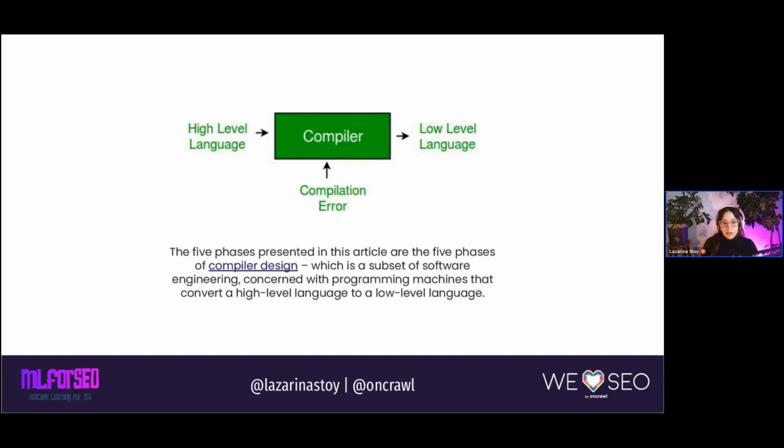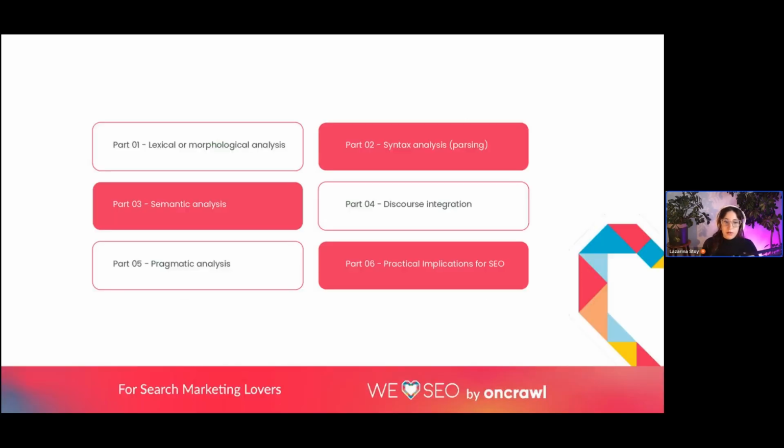So these 5 phases are actually phases of compiler design, which is a subset of software engineering, where essentially computer programs are asked to take a high-level language like the human language and turn it into a low-level language, which is essentially what computer systems work with. That's where those phases come from.